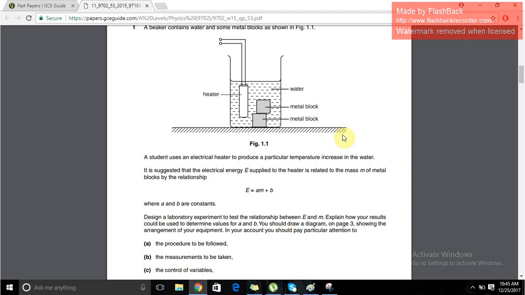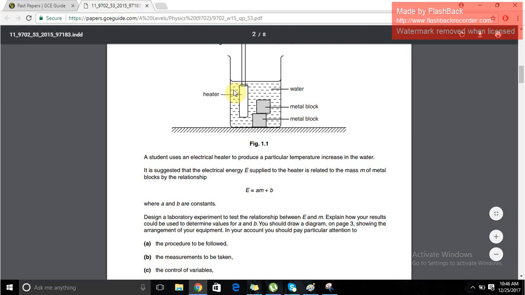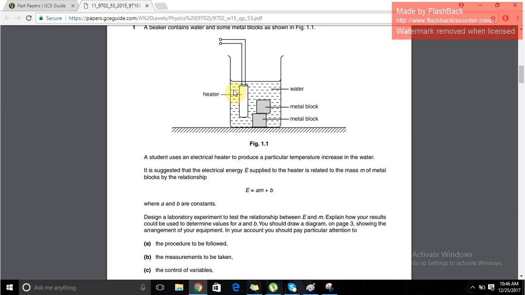And anything else? It would likely be a good idea that the surrounding temperature is the same, because we don't want it to be varying the temperature of the water. And if this entire setup could be insulated, that would be a good idea. And a safety precaution could be you shouldn't be touching the heater, obviously, or the heated beaker or the water. You'd get burnt. Not a good idea.